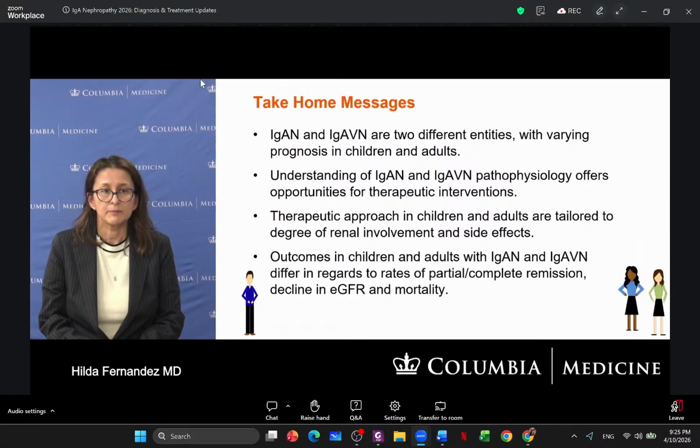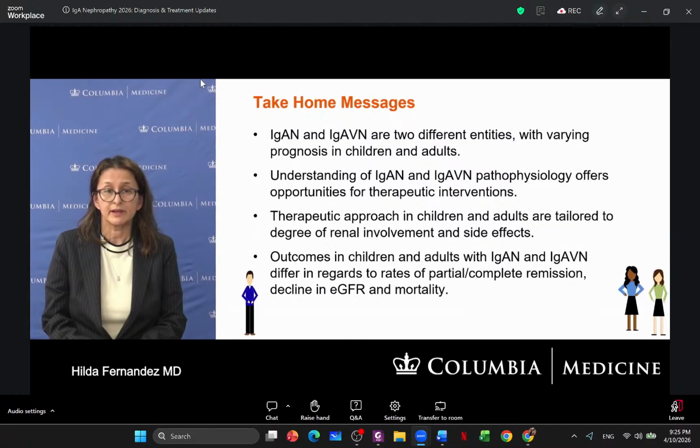So, take-home messages today are that IgA nephropathy and IgA vasculitis nephritis are two different entities with varying prognosis in children and adults. An understanding of the IgA nephropathy and IgA vasculitis with nephritis pathophysiology offers opportunities for therapeutic interventions. Therapeutic approaches in children and adults are tailored to the degree of renal involvement and side effects, and outcomes in children and adults with IgA nephropathy and IgA vasculitis with nephritis differ in regards to the rates of partial and complete remission and decline in eGFR and mortality.